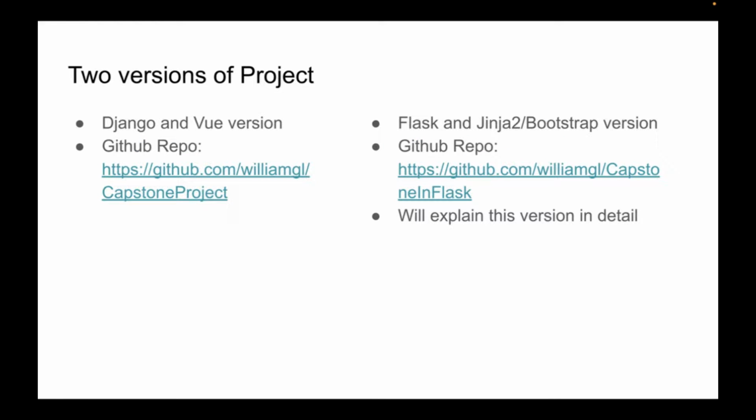We have 2 versions of the project. For Sprint 1 and 2, we mainly worked on the Django and Vue version, and later we worked on the Flask and Ginger version. We will explain these versions in detail.